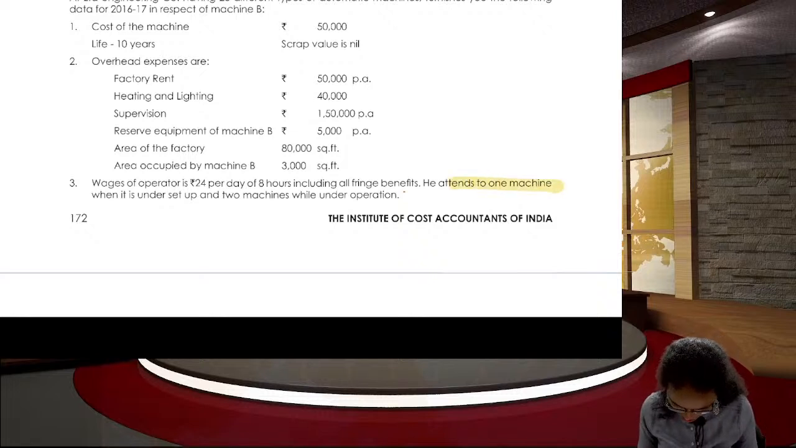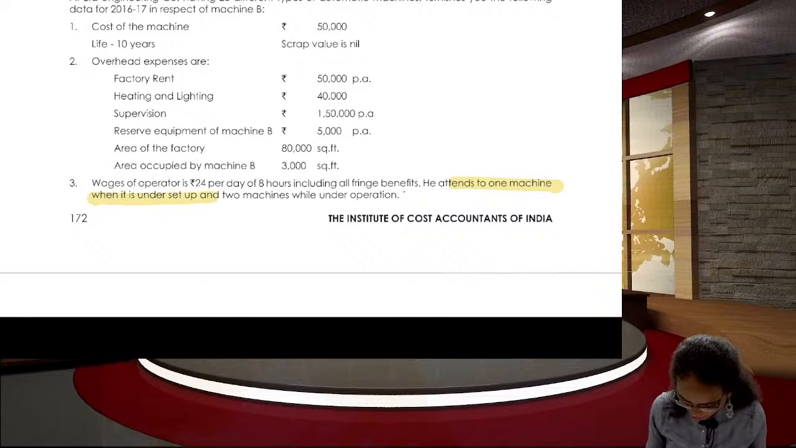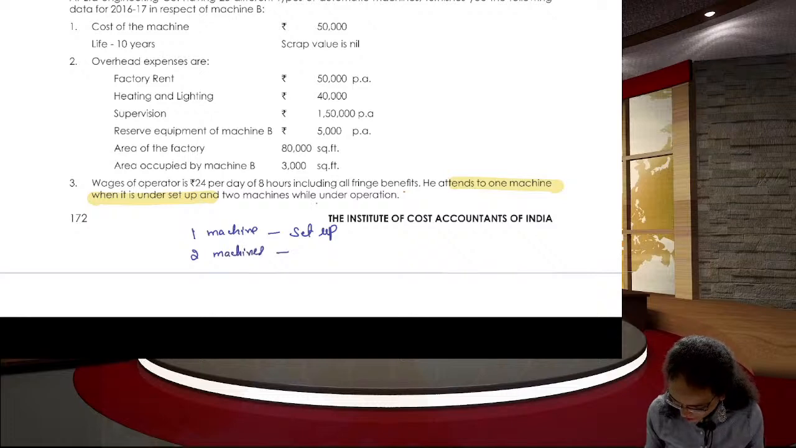He attends one machine when it is in the setup. Okay, one machine under setup, two machines under operation.